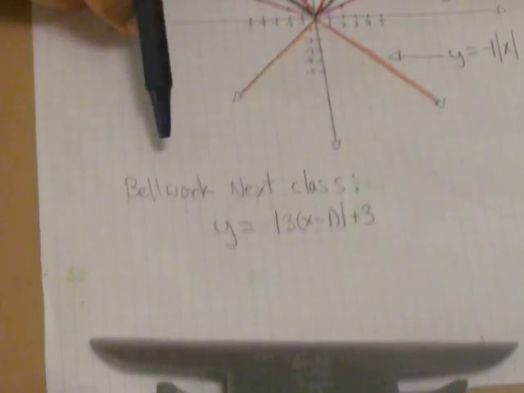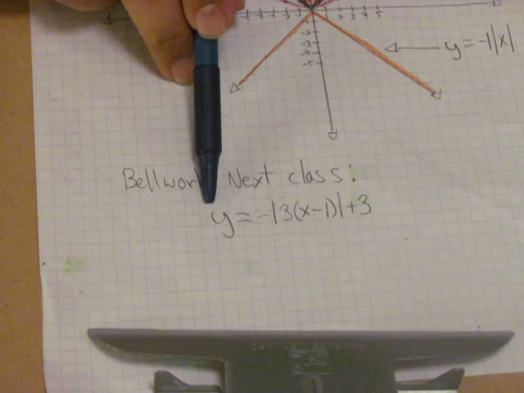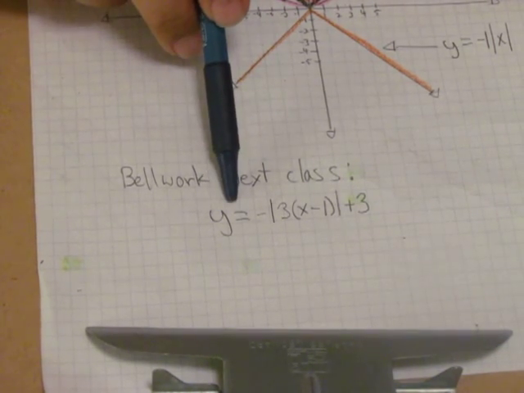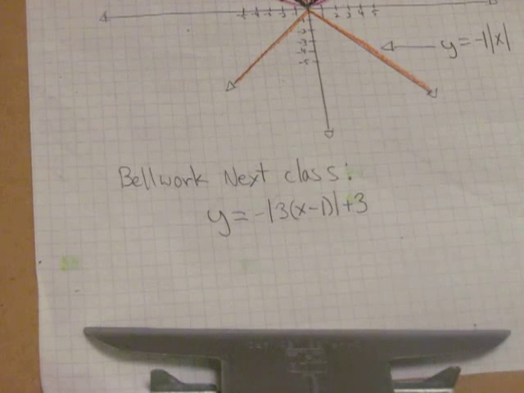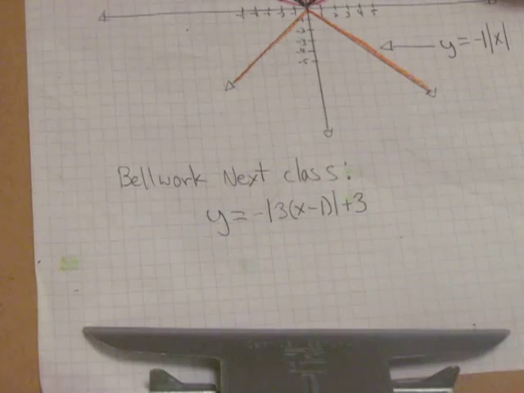Tomorrow in class, this will be your bell work. We'll see if you can find this. Can you translate the absolute value parent function to y is equal to negative the absolute value of 3 times x minus 1, plus 3?